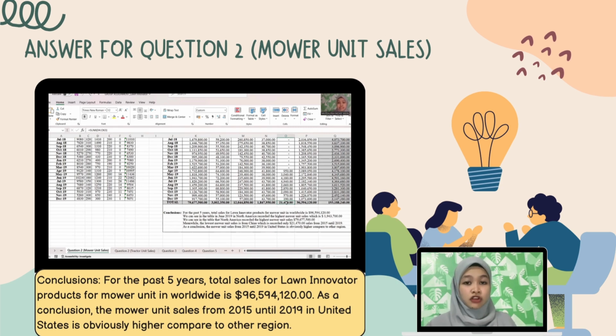Thus, we can conclude that the mower unit sales from 2015 until 2019 in the United States are obviously higher compared to the other regions.